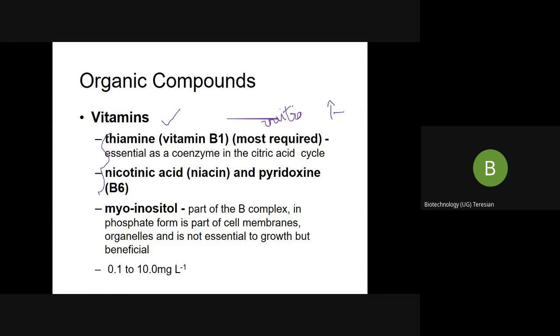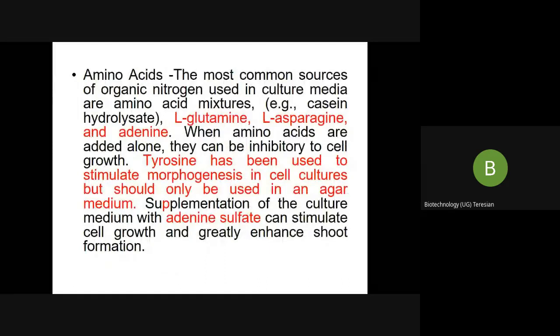This one is essential as a coenzyme for the citric acid cycle. And here you can see that this one is part of the cell membrane. So these are all required for the plant growth.